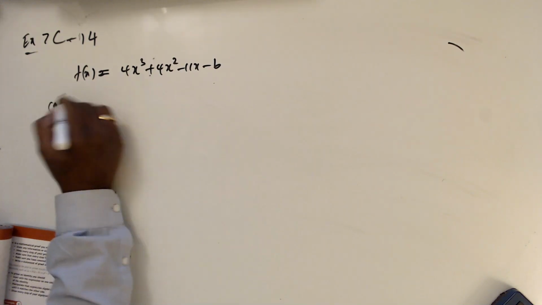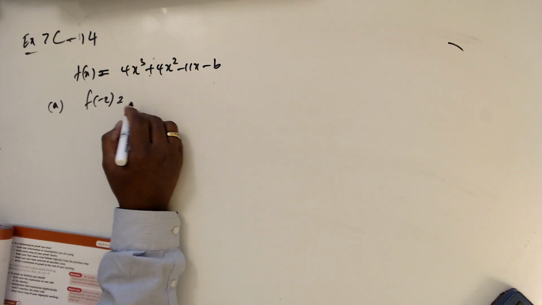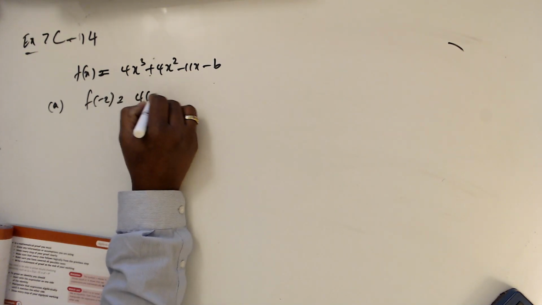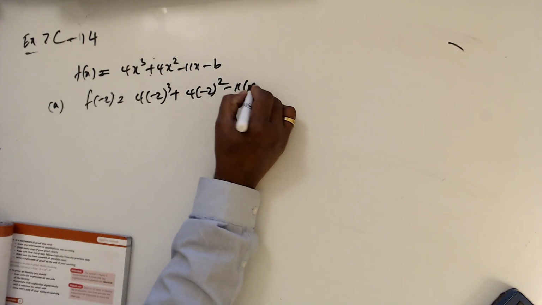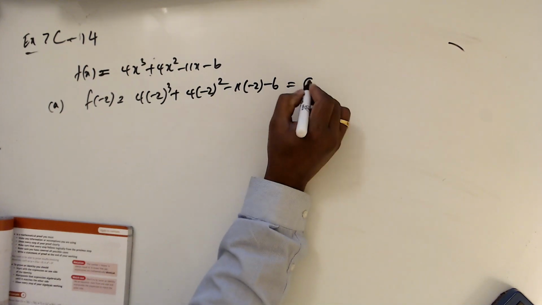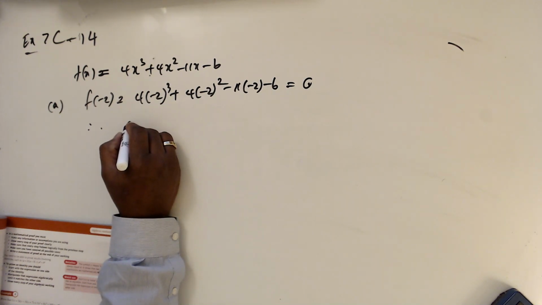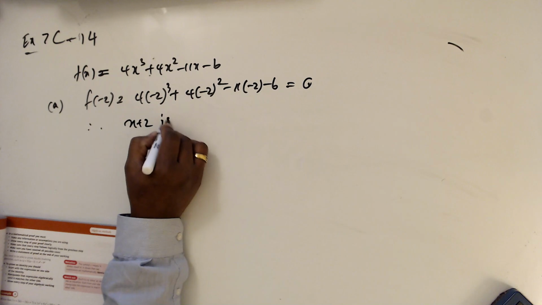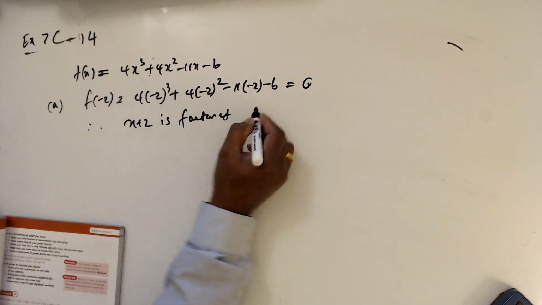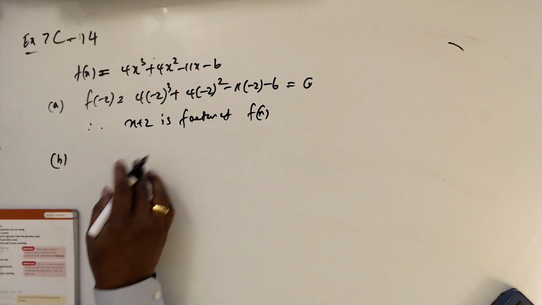Question number 4, part A, f(−2). Use the factor theorem. For x = −2 we find 4(−2)³ + 4(−2)² − 11(−2) − 6 equals 0. Hence x + 2 is a factor of f(x). Part B, we need to find the other roots.